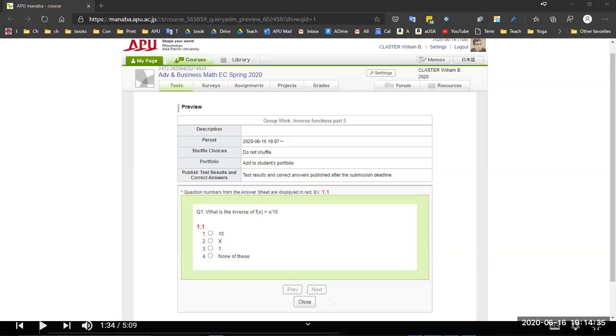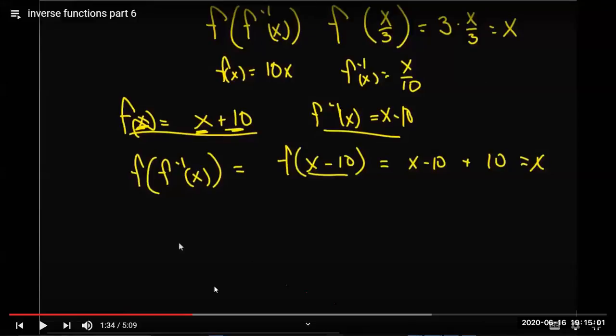Okay, I'm going to close this. So what's the answer to this one? None of these, right? Because the inverse of this we just said was 10x, or actually we said the other way around. The inverse of 10x is x over 10, so they're both inverses of each other. Okay, let's continue.